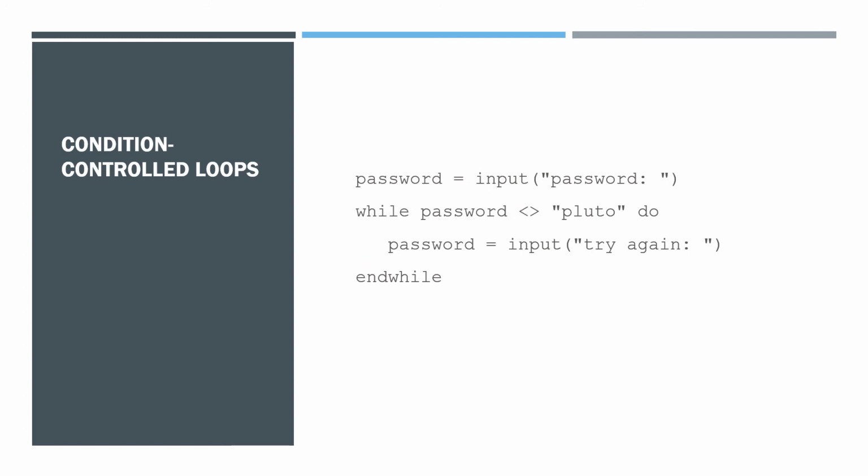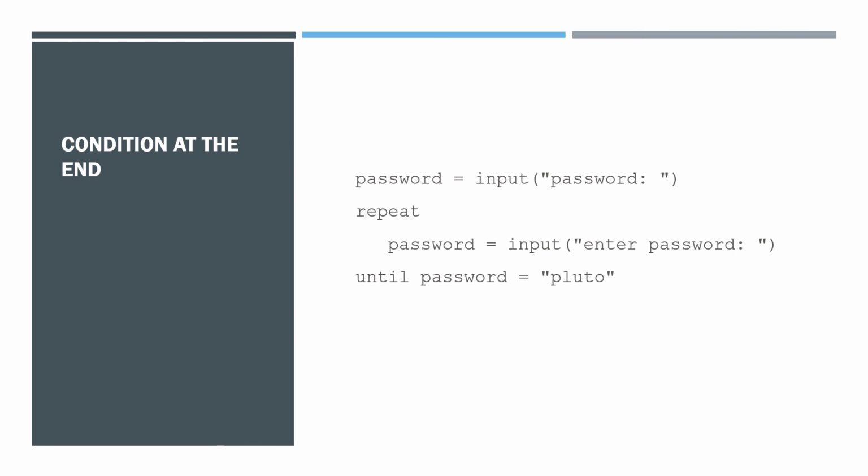Condition-controlled loops are very, very similar to the while loop in Python. We've got the word do here instead of the colon, and the end of the loop is marked by end while. Once again, you do not have to follow all of this when you write your code in the exam. Just write your code clearly enough that any reasonably competent programmer can understand it.